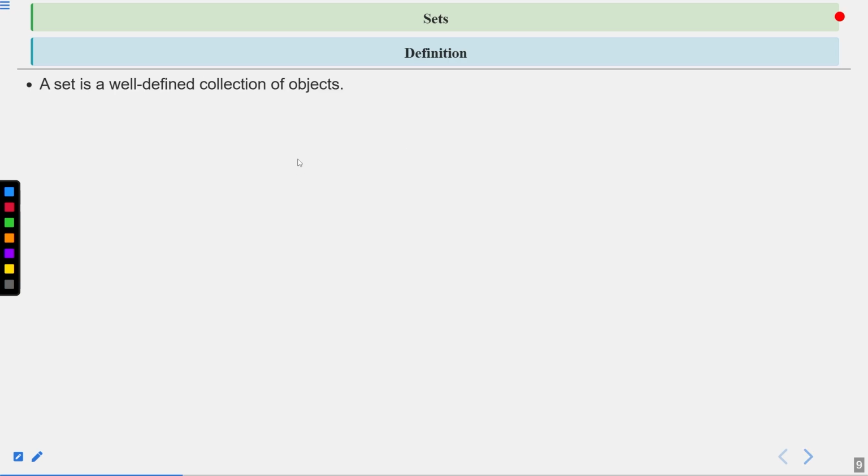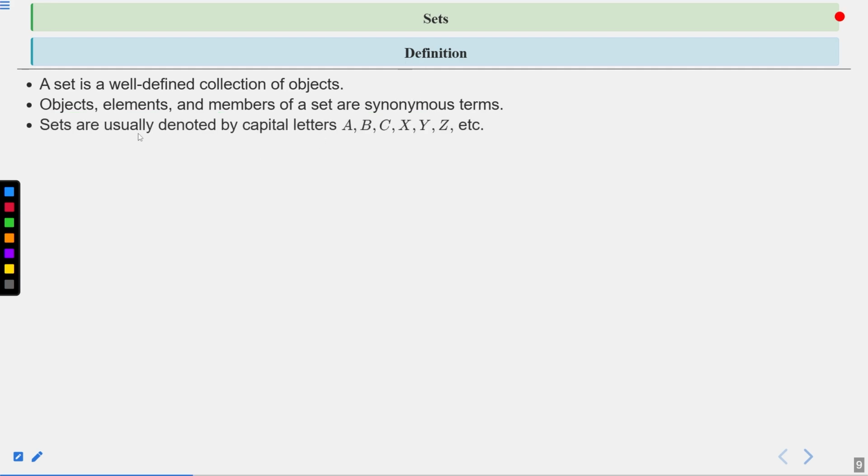Now, the formal definition of sets. This formal definition consists of two very important words, which are well defined and collection. So a set is simply a well defined collection of objects. Simple definition. Objects, elements and members are some synonyms we use in the context of sets. Sets are usually denoted by capital letters A, B, C, X, Y, Z and so on. The elements, the members, are denoted by small letters a, b, c, x, y, z, etc.